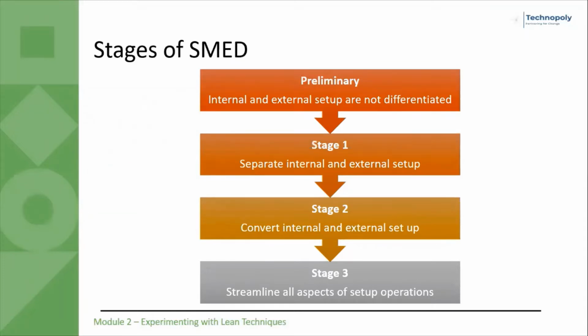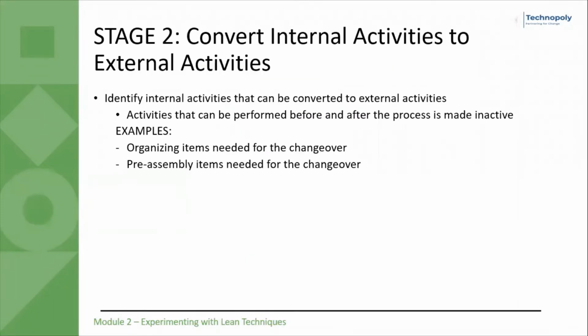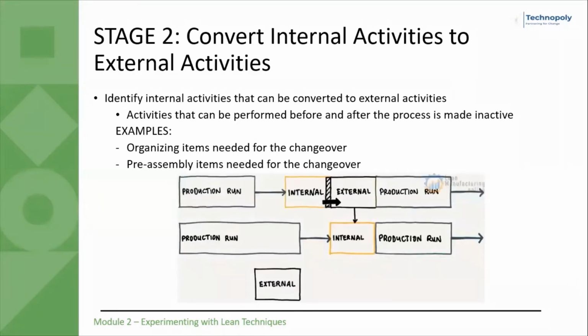The next stage is stage 2, convert internal activities to external activities. In this stage, we will identify which internal activities can be converted to external activities. We will check which activities can be performed before and after the process is made inactive. Some of these are organizing items and pre-assembly of items needed for the changeover.